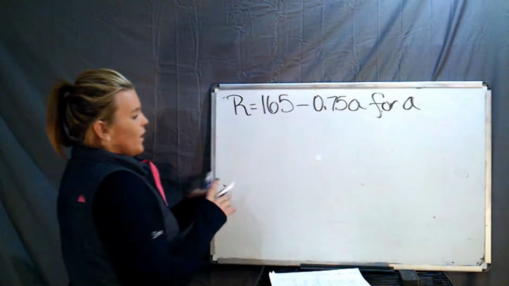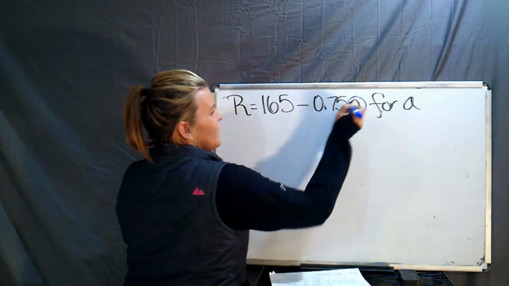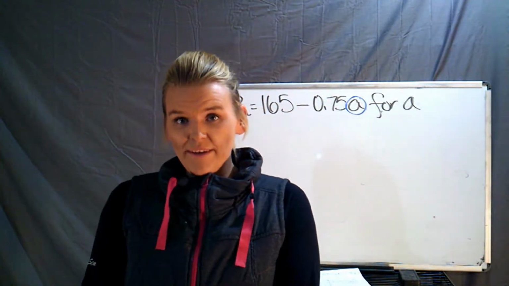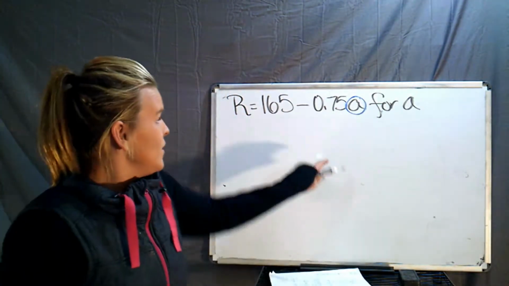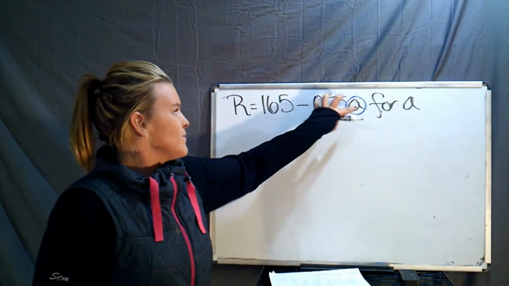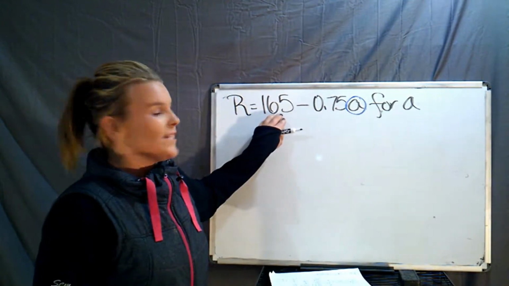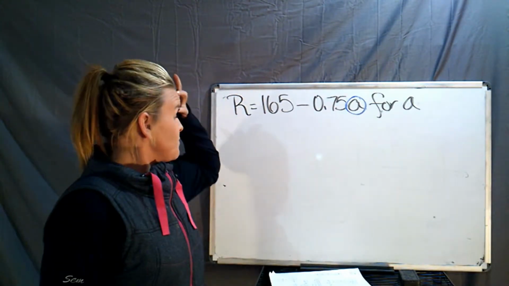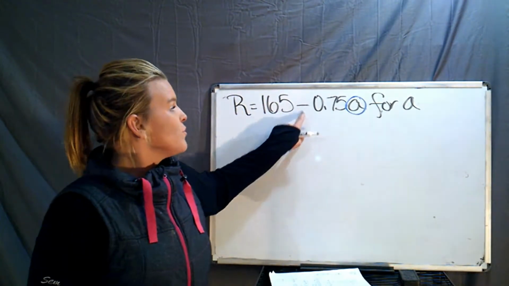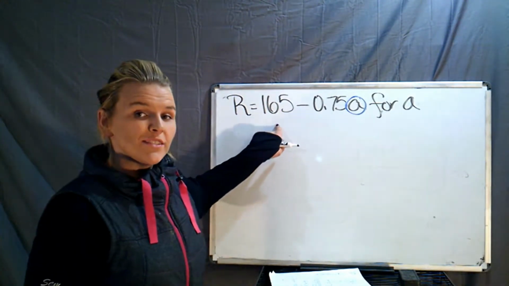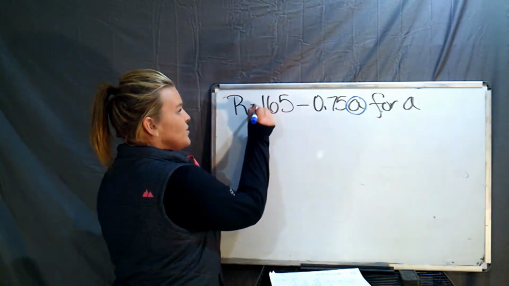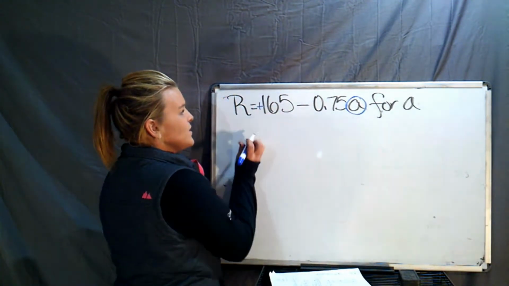4A. Okay, so I want to get this guy right there by himself. Once again, what is happening to A? A is being multiplied by 0.75, and then this quantity is being subtracted from 165. So I'm going to get rid of this 165 first, and don't get fooled by this, because is this 165 positive or negative? Don't worry about this. We need to look in the front. There's no negative, so that's a positive 165.